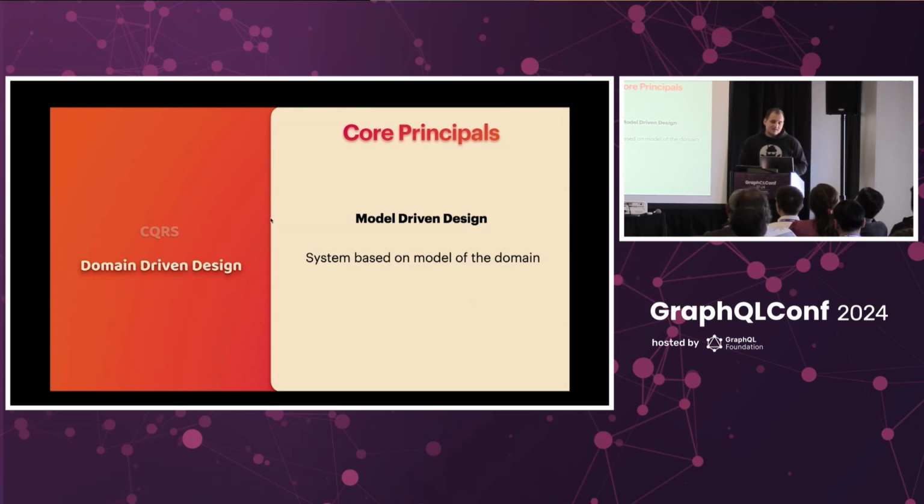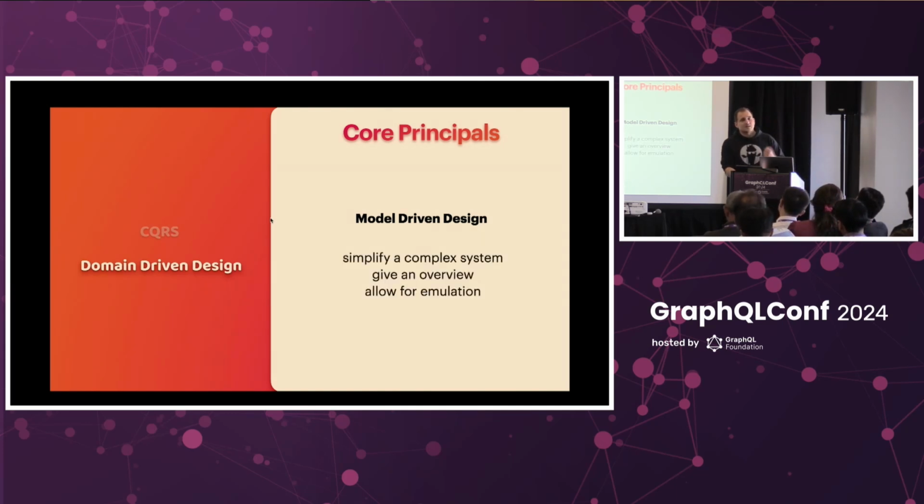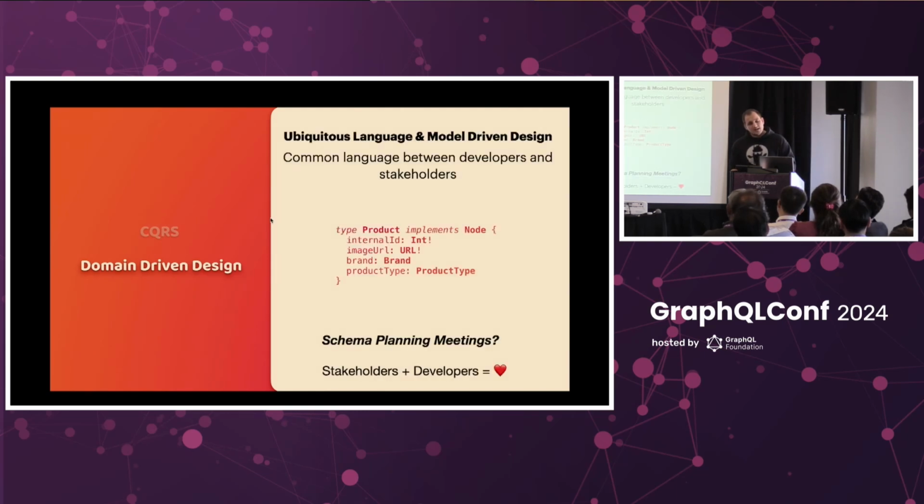And the other benefit is that you have model-driven design, which means that the system that you build is based on a model, which allows for emulation. That means before you actually implement it, you can see and verify that you actually built the right thing before you even write a line of code. And we do have that as well in GraphQL.